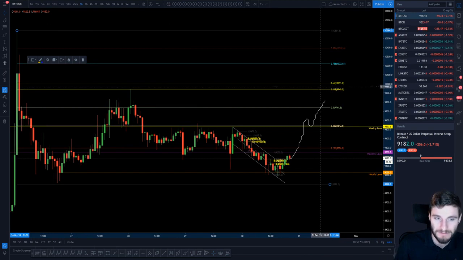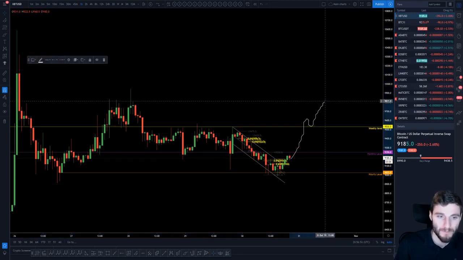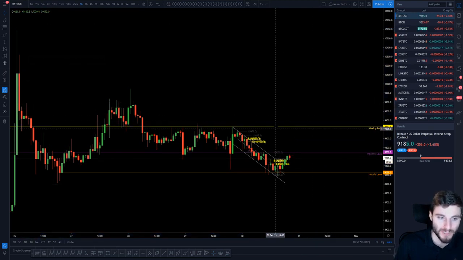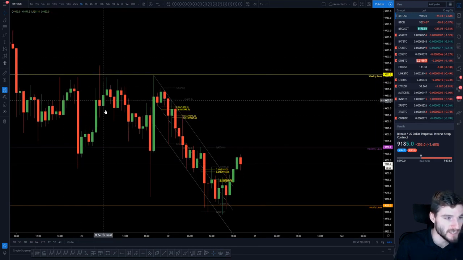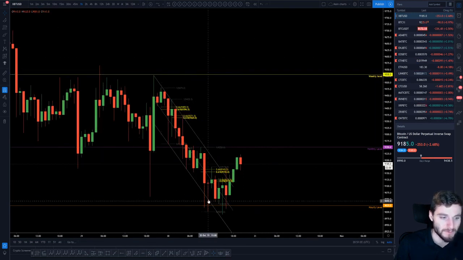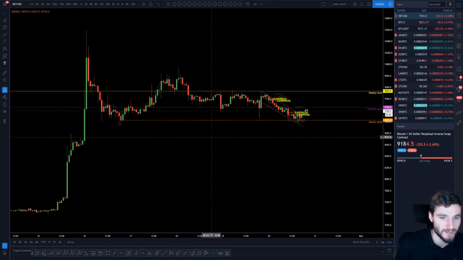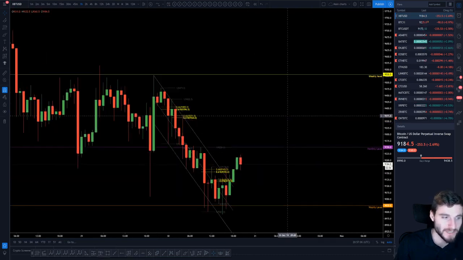But yeah, that's the main resistance to be aware of, 10k. But weekly, very important in the midterm. As you can see, it's clearly the resistance at the moment, and we've clearly got support down at the 9k level. So it's range bound trading until then.